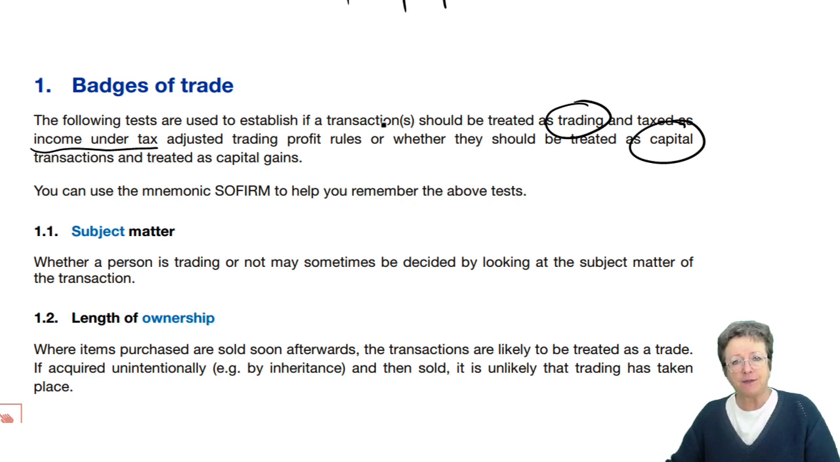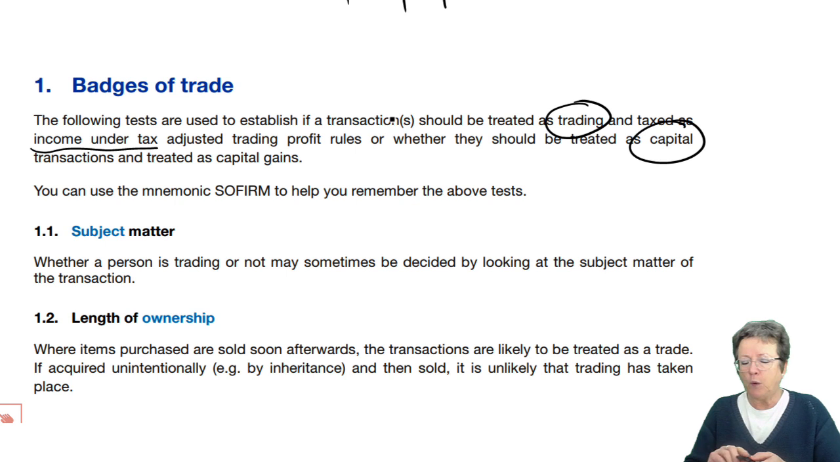These tests distinguish a situation to determine whether or not it is trading or capital. Now, you'll be pleased to know in the exam you will never have to decide one or the other. You need to know what the tests are and to be able to apply those tests clearly to the scenario that's in the question. Okay, more rules to remember.